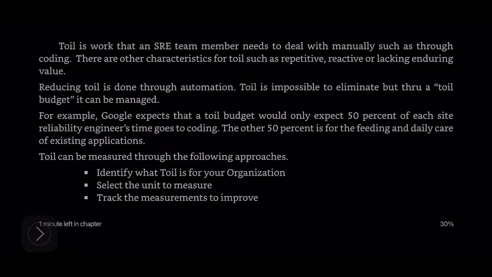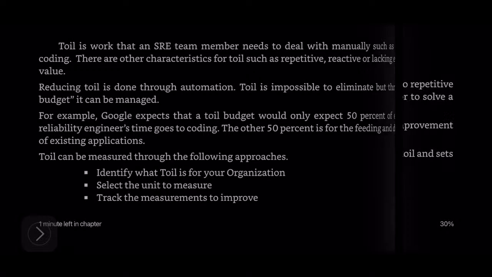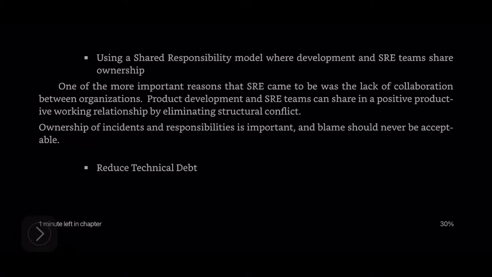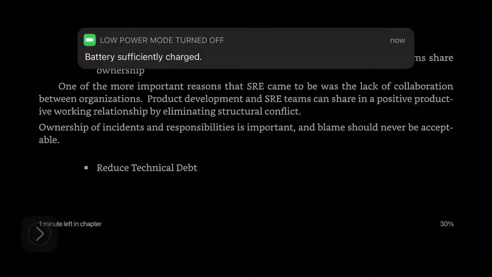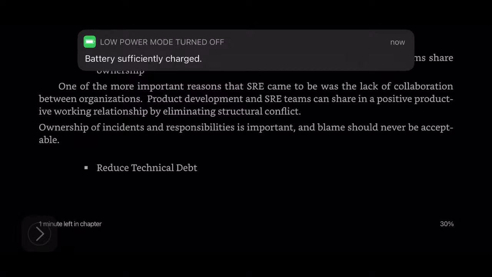For example, Google expects that with a toil budget, only 50% of each site reliability engineer's time goes to toil, while the other 50% goes to coding. Toil can be measured through the following approaches. Identify what toil is for your organization. Select and improve. Test tip: ownership of incidents and responsibilities is important, and blame should never be acceptable.